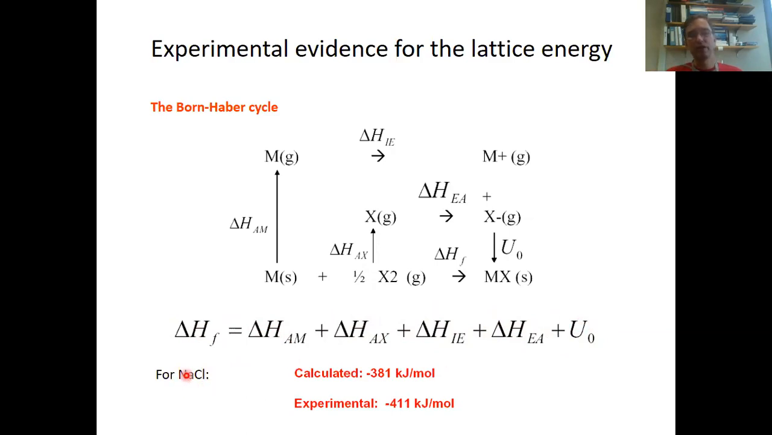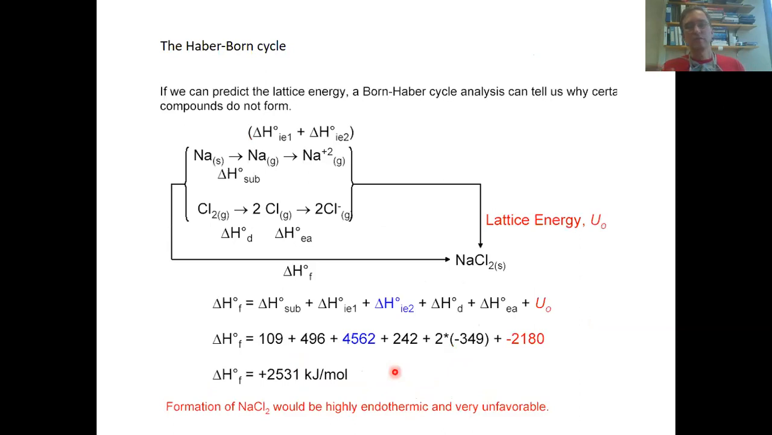So now for sodium chloride, you see the results here. Experimentally, you will find that the value is minus 411 kilojoules per mole. The calculated lattice energy will be 381 kilojoules per mole. And you see, while the results are not identical, they're actually fairly similar. So using the Kapustinski equation, you can calculate lattice energy, and that can be used in order to make predictions whether a particular unknown solid may be stable or not.